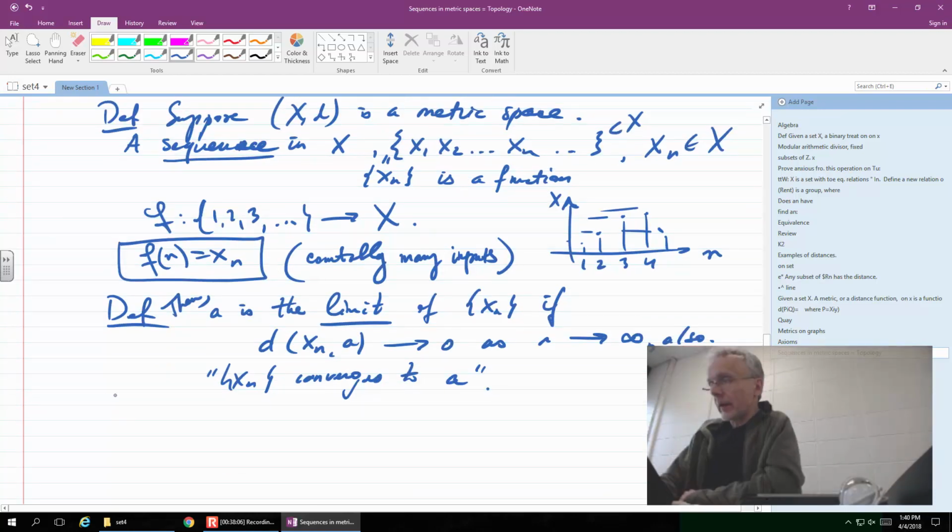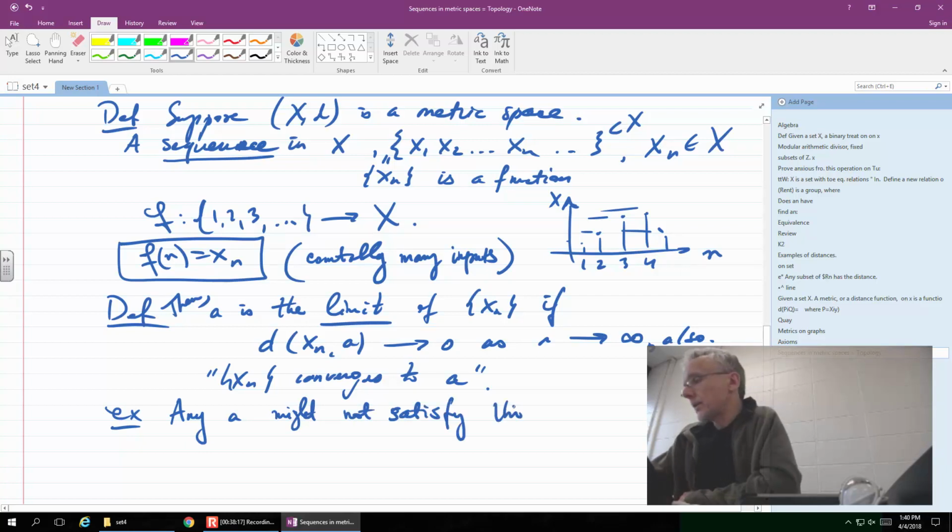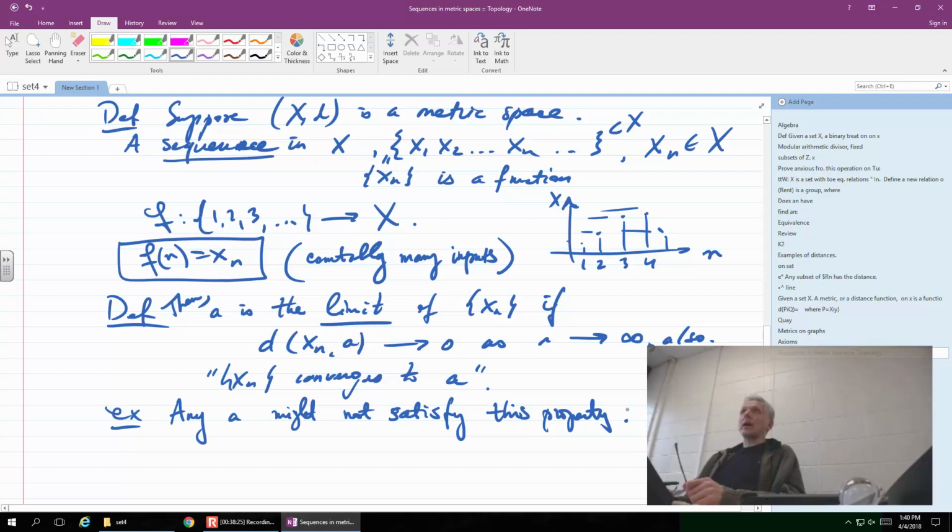Any given A might not satisfy this property. So in that sense, you are sort of testing that number. I'm sorry, A is not a number. A belongs to X. Okay? So that A in X might not satisfy this property, which means that xn does not converge to A.